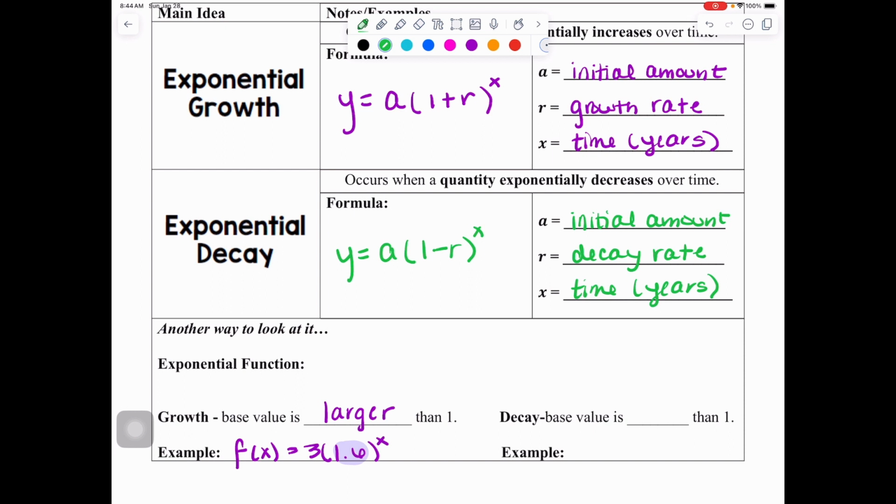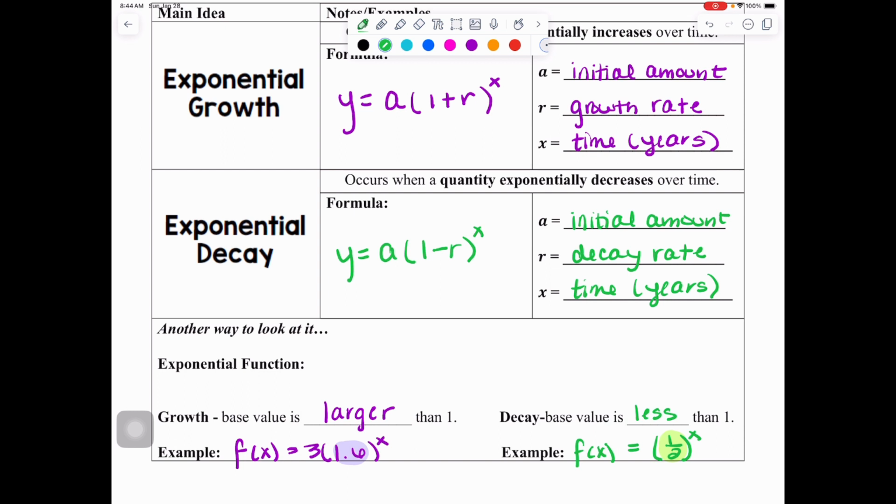It'll be decay if the base value is less than 1, which we discussed before. We don't want to be below 0 either. Remember, that's going to be between 0 and 1. And your example here would be f of x equals 1/2 to the x. That would be one that you could tell right away because you see obviously that this value is below 1. So we must have done 1 minus the rate to get that value.